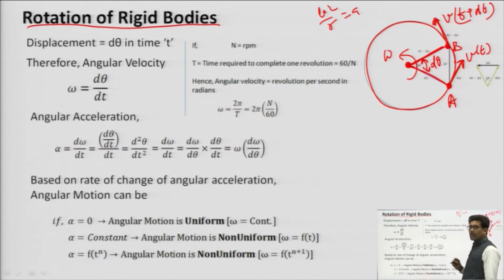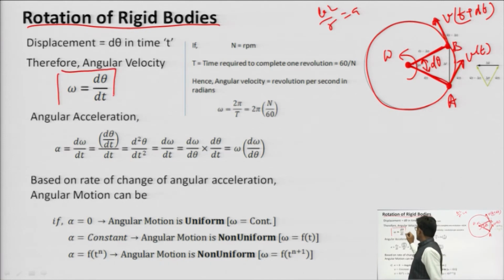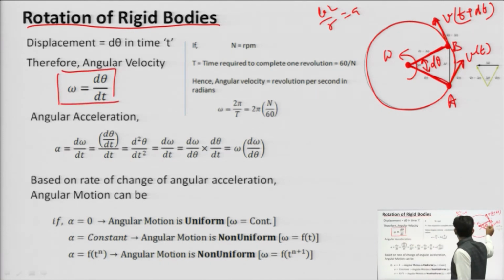In case of rotation, this is the axis, and the body moves about the axis with some angular velocity, say omega. So, omega can be defined by d theta by dt.